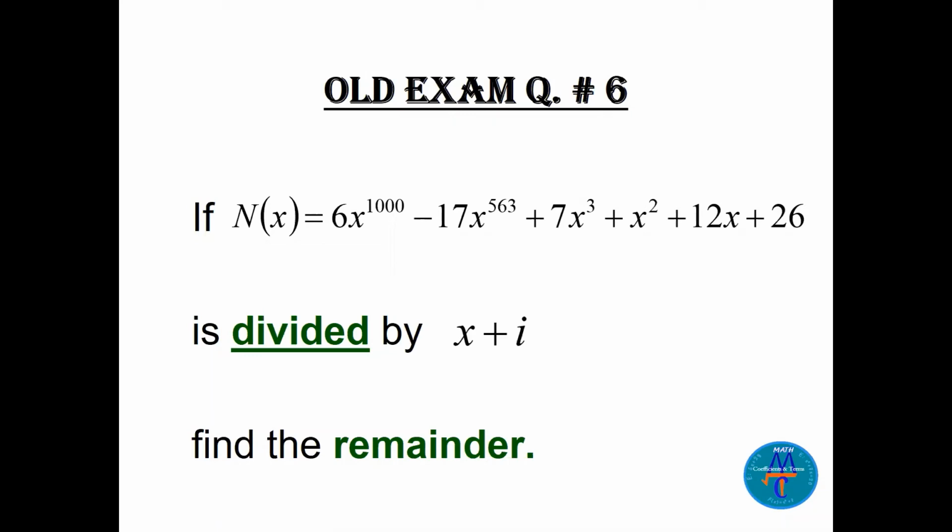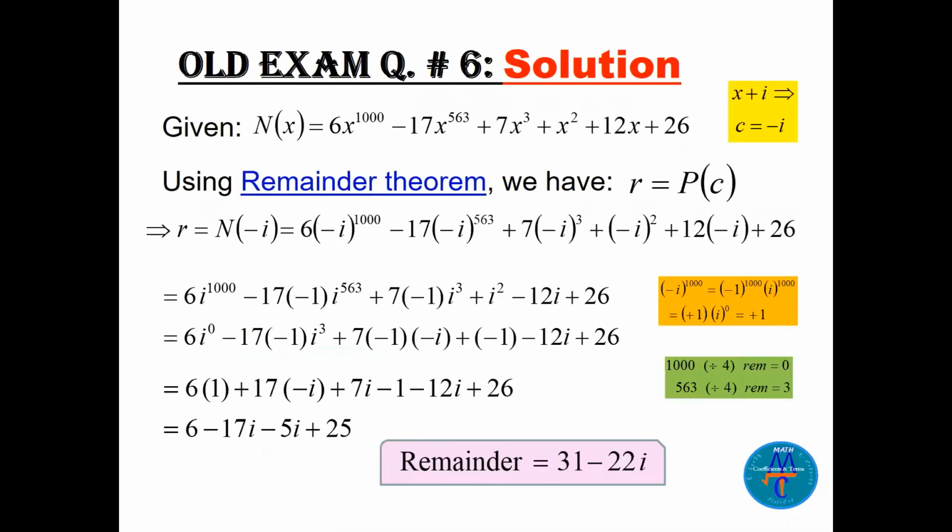So the easiest here is R equals P of c. R is the remainder, P is the function. Here we have the function n, and then c is the value which we divide by. c is minus i in this case. So n of minus i will be the remainder. Just replace minus i in every x. You see, every x there, every x, every x, every x.